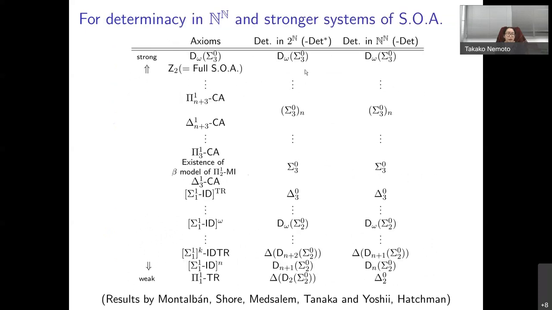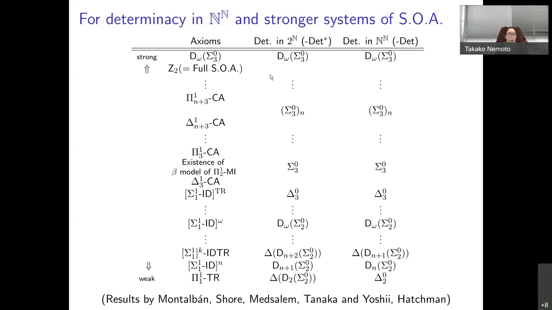So determinacy here, for all n, of the difference hierarchy of Sigma^0_3, that all such a class is determinate, is equivalent to the scheme that is called beta model reflection in second order arithmetic. That is this very recent work by a student of Tohoku University. Its name is Leo. So if you are interested, please contact me.